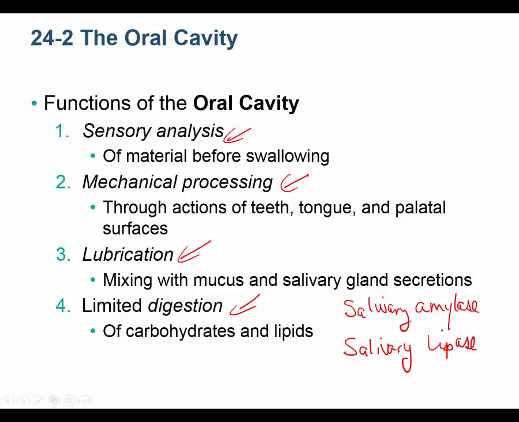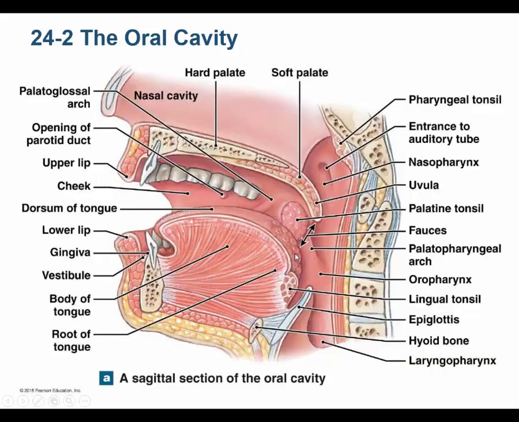As soon as you swallow the food and it hits the stomach acids, the salivary amylase and salivary lipase are inactivated by the acids. But while it's in your mouth, some of the carbohydrates are broken down by amylase and some of the lipids are broken down by lipase. So this does indeed occur while you're chewing your food. We do have some chemical digestion going on there, and of course, lots of mechanical digestion. So that's the oral cavity.